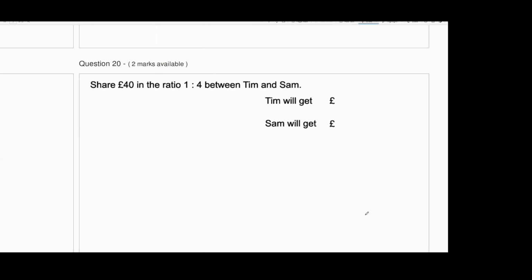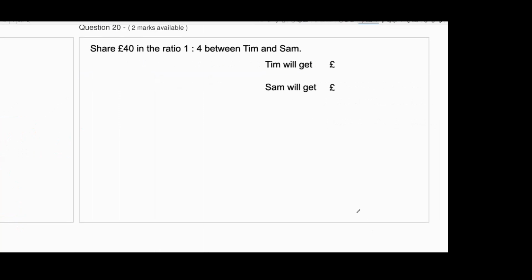And then number 20 is sharing in a ratio. So we want to share £40 in the ratio 1 to 4 between Tim and Sam. It's sometimes nice to do this as a picture. So there's 1 part for Tim and there's 4 parts for Sam.